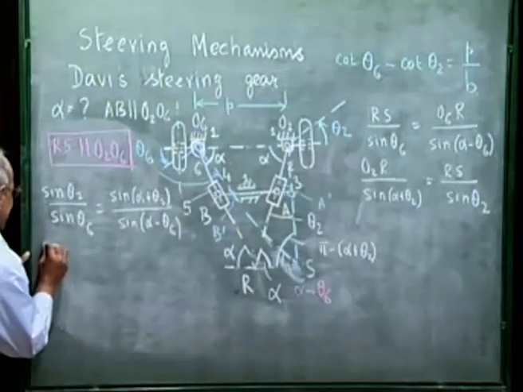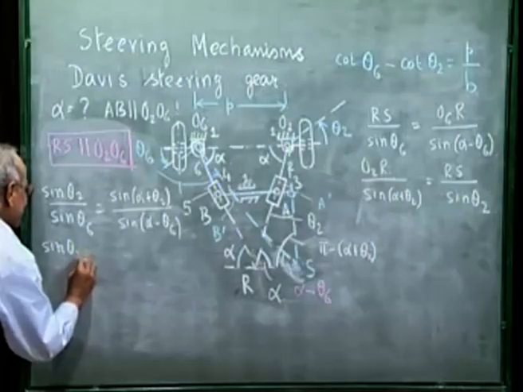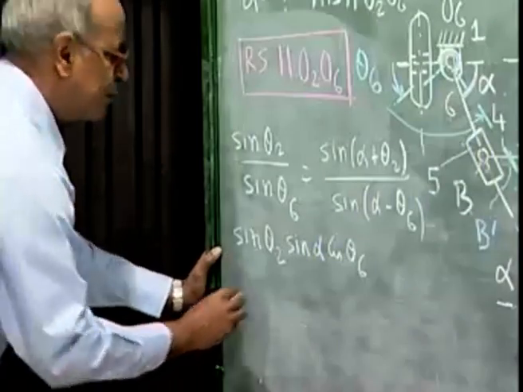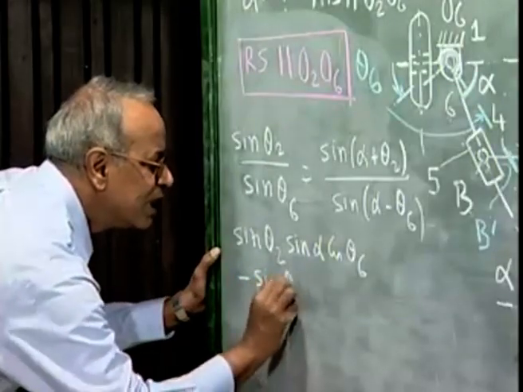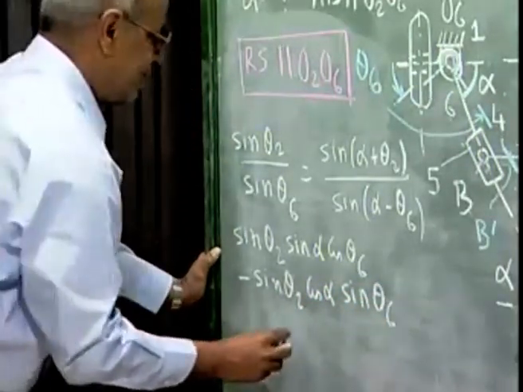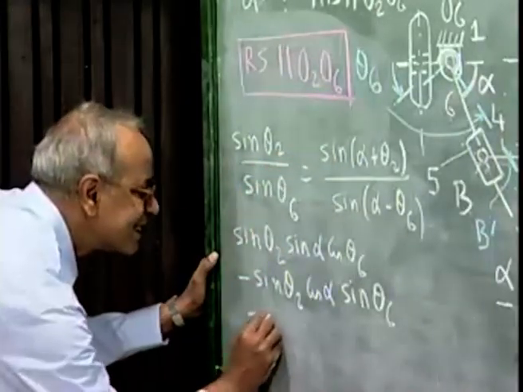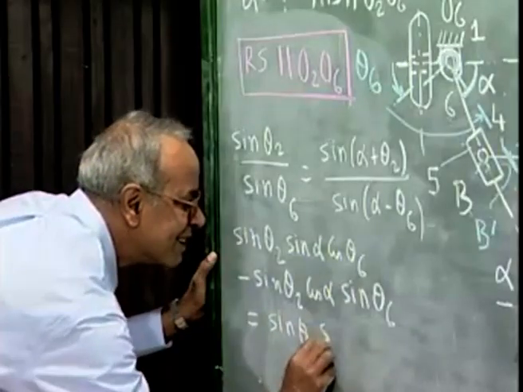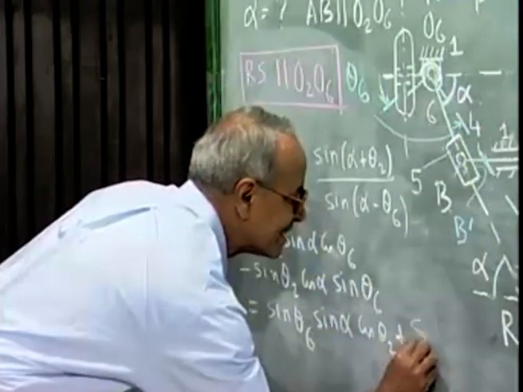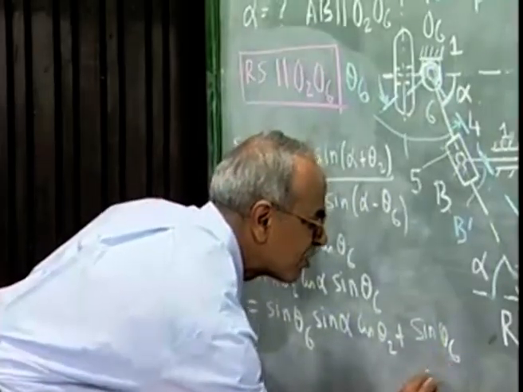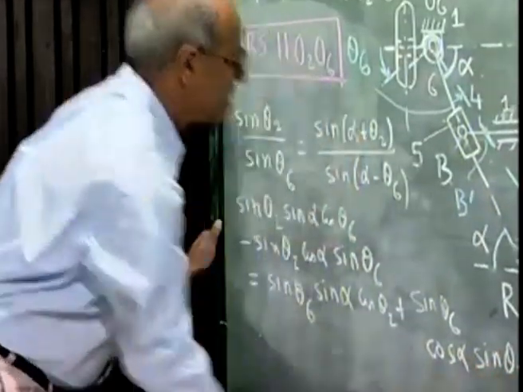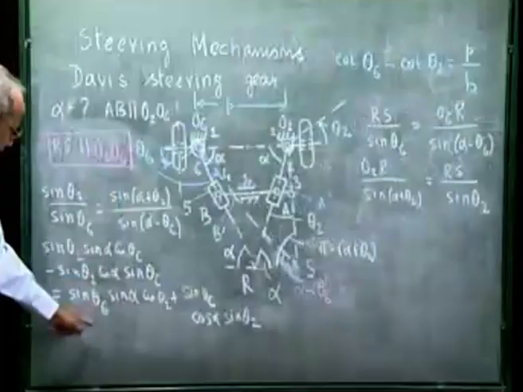If we expand, we get sine theta 2 sine alpha cos theta 6 minus sine theta 2 cos alpha sine theta 6 is the same as sine theta 6 sine alpha cos theta 2 plus sine theta 6 cos alpha sine theta 2. Just cross multiplying this with this, we get this relation.